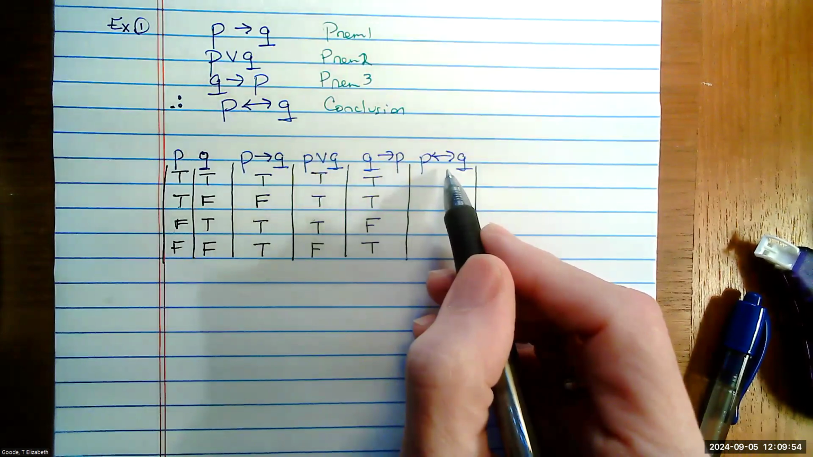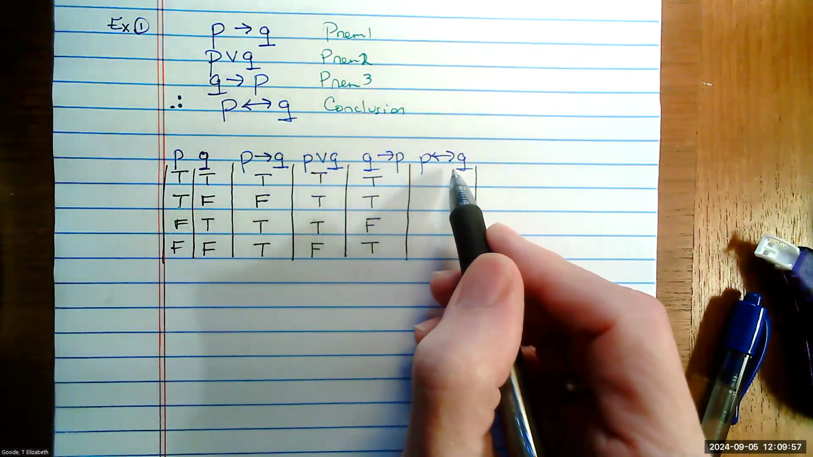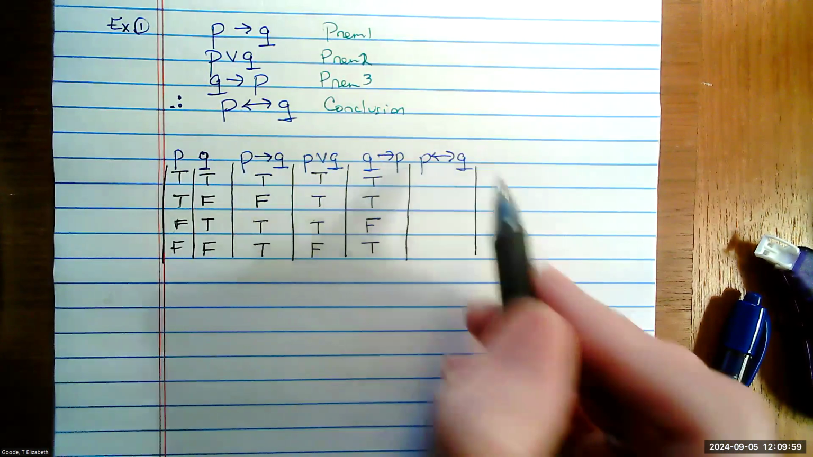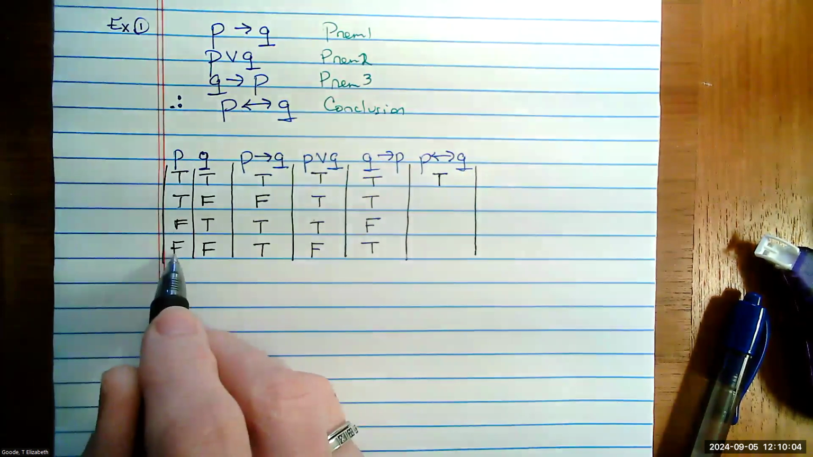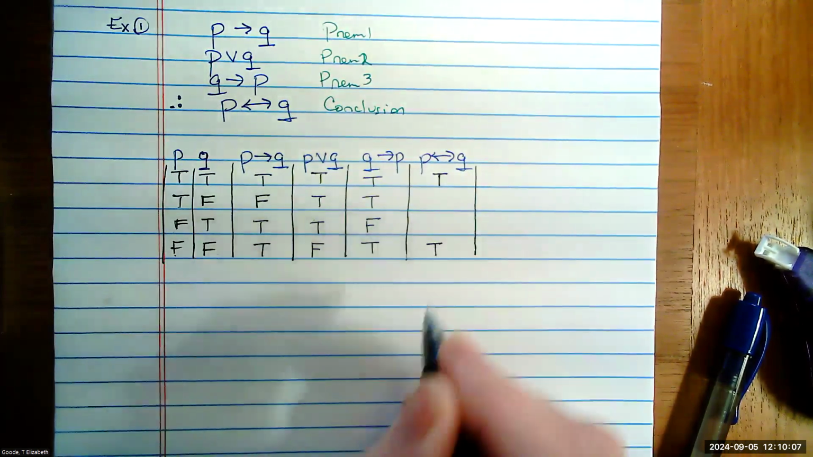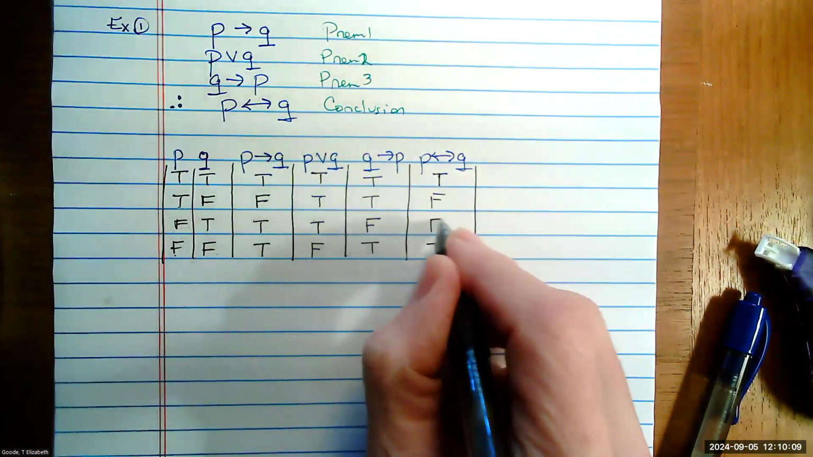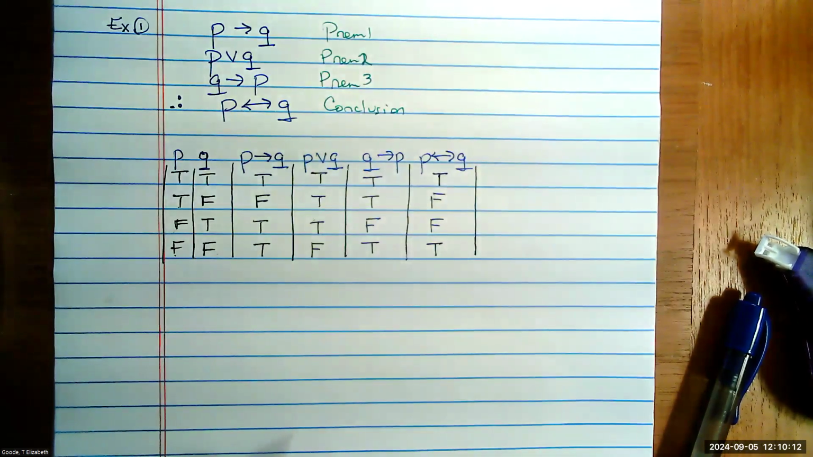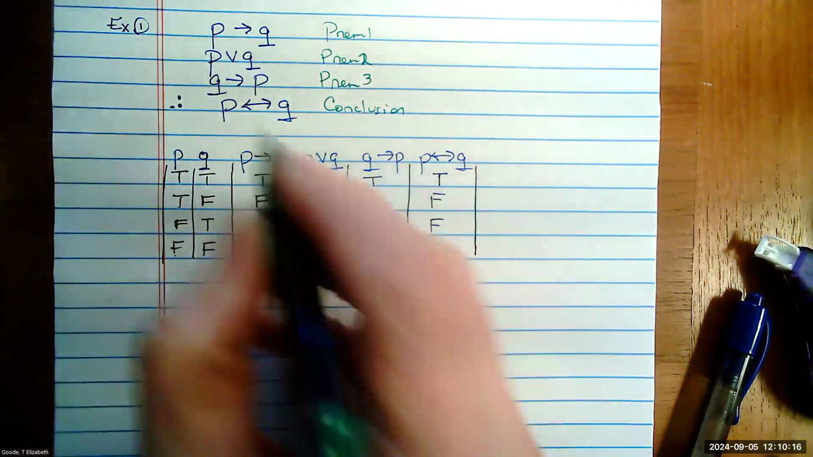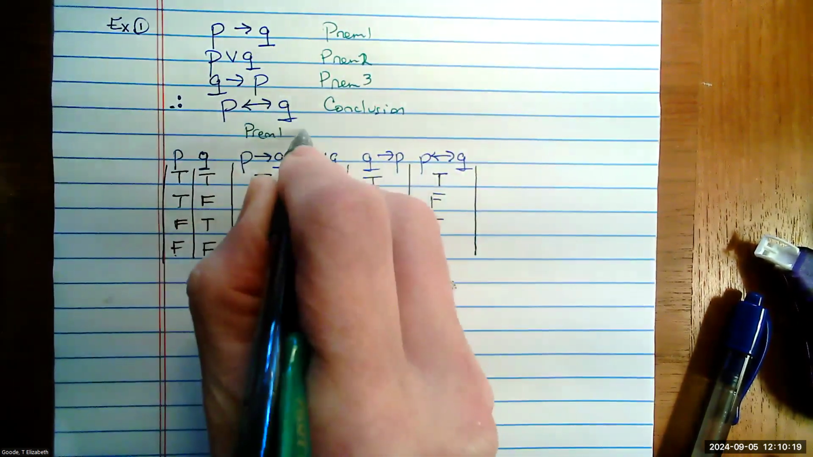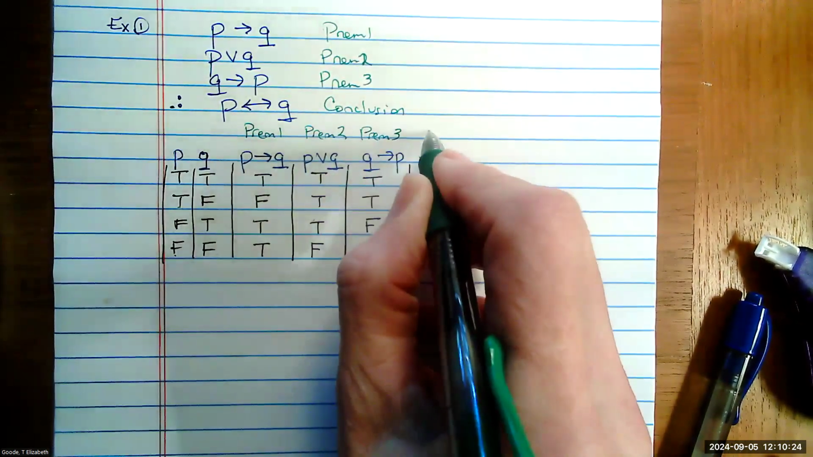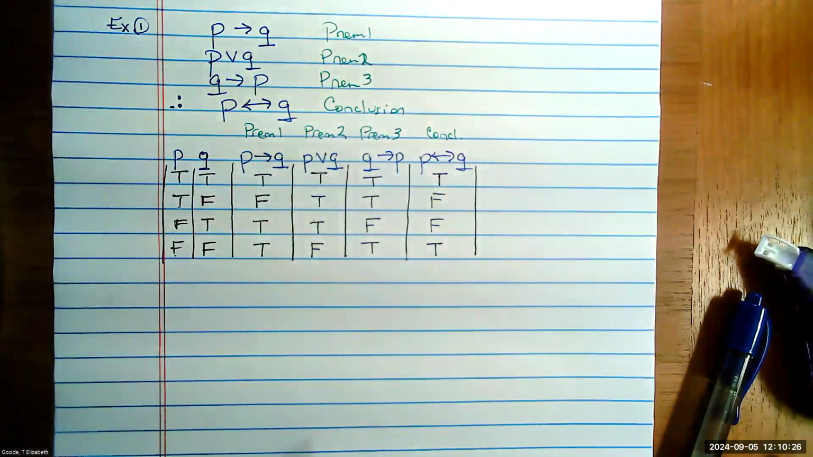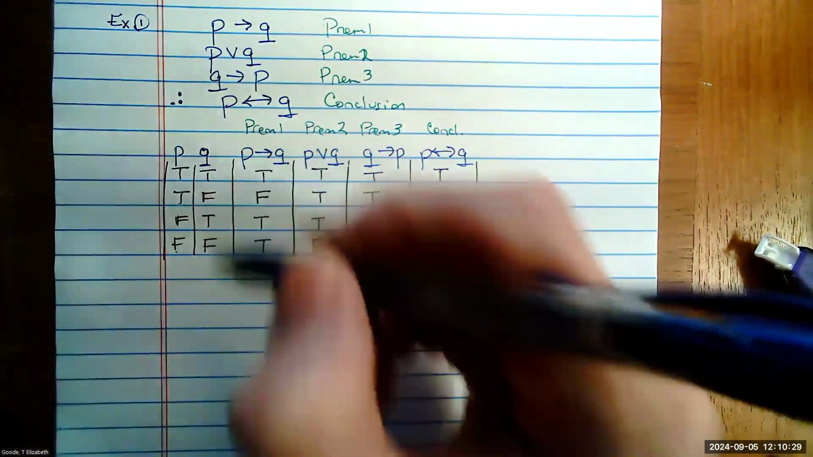P if and only if Q, we discovered, is true exactly when P and Q have the same truth value. That happens in row 1 when both are true, and it happens again in row 4 when both P and Q are false. In rows 2 and 3, where P and Q have opposite truth values, the biconditional is false. So we have just executed step 1. Do label the rows, the columns for your premises and your conclusion.